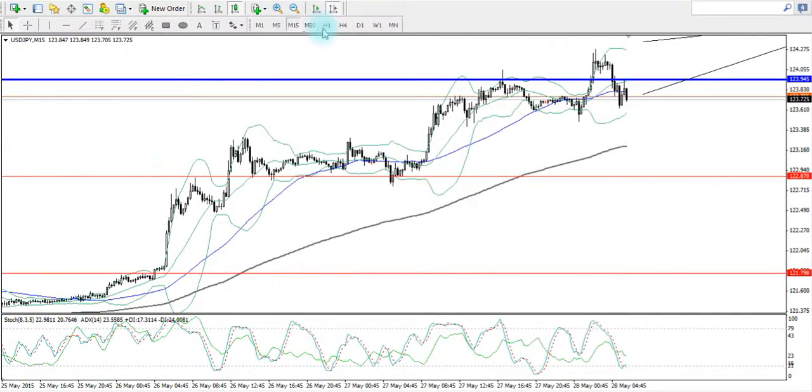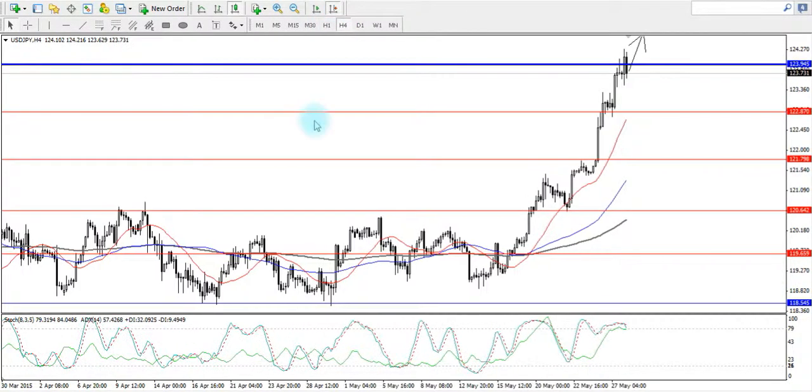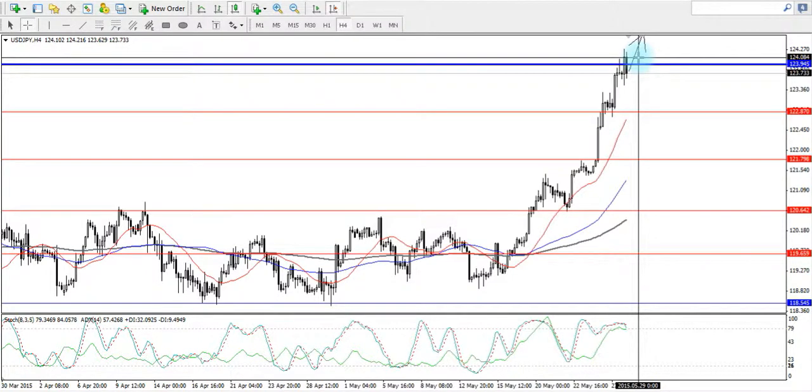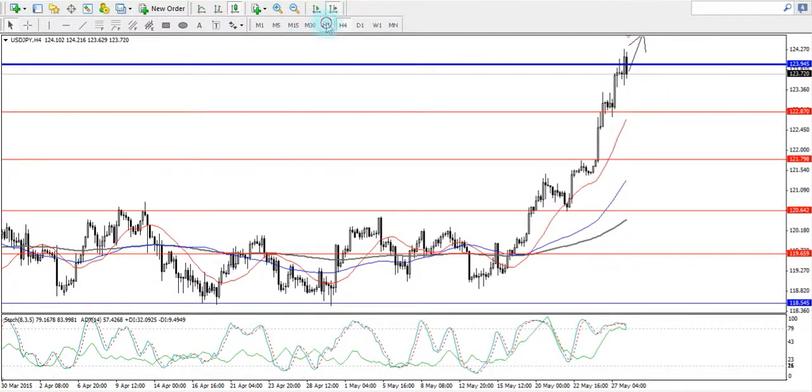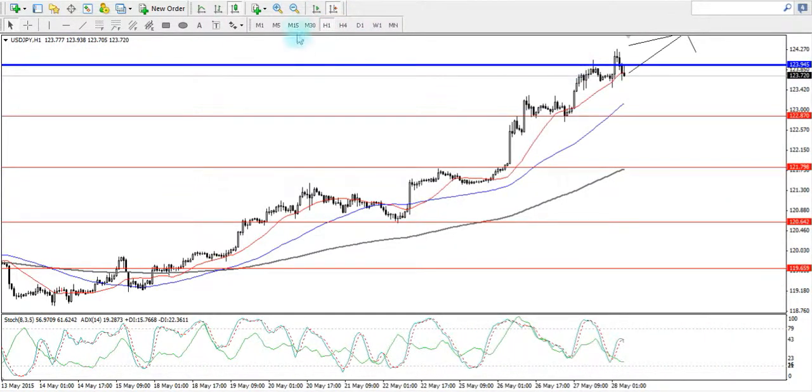Next, we have the dollar against the Japanese yen. Price has continued to rally, and finally it has touched a new record high at the price of 124, slightly above it. And right now we are seeing some retracement happening.